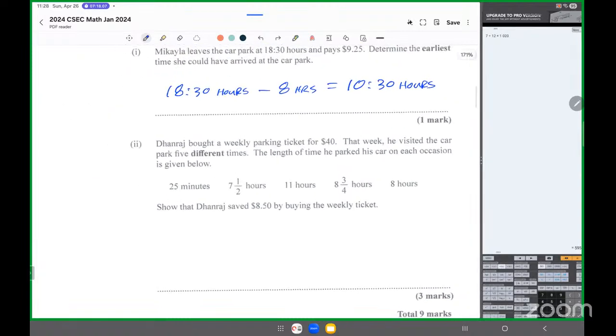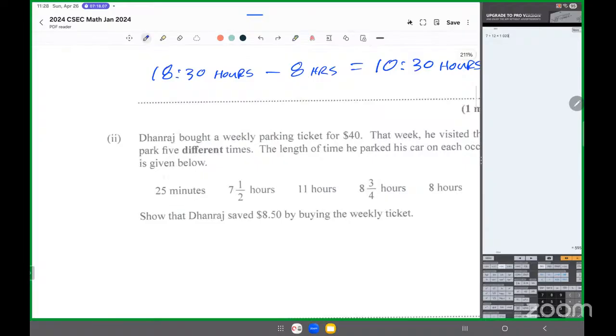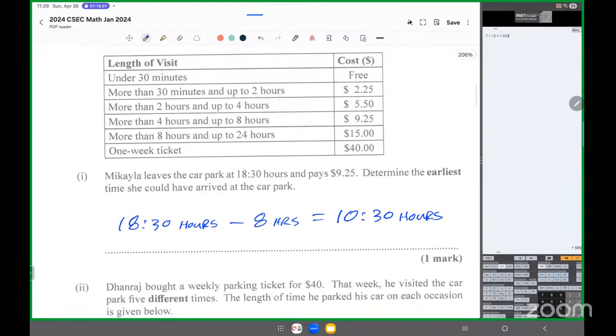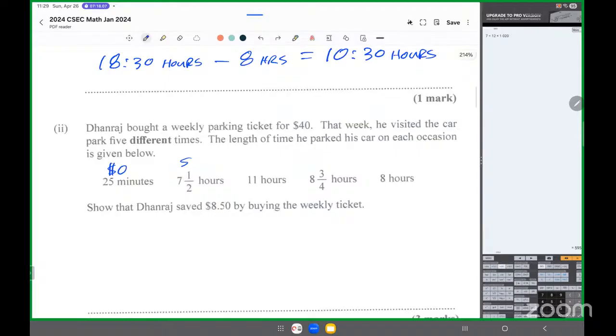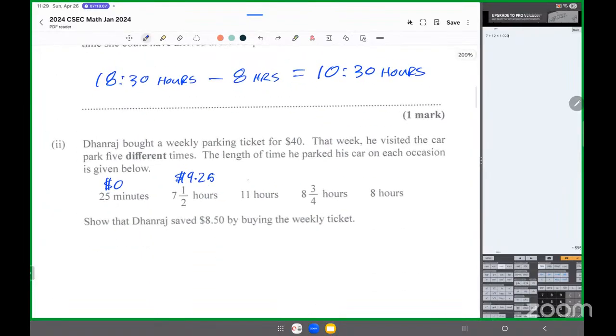If you parked for 25 minutes, that would be free, right? Anything under 30 minutes is free. So you would have spent $0 here. For 7.5 hours, you would have spent this, right? Because you're within that range. 9.25. So you would have spent $9.25 here. For 11 hours, you would have been in this range. You would have spent $15 there, $15 here.